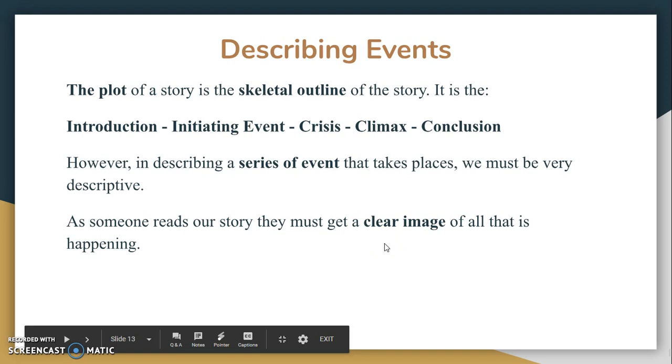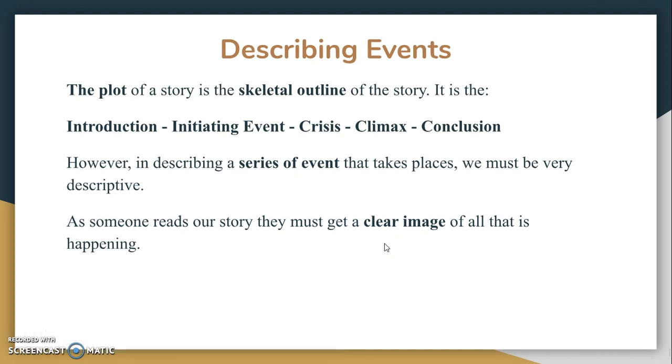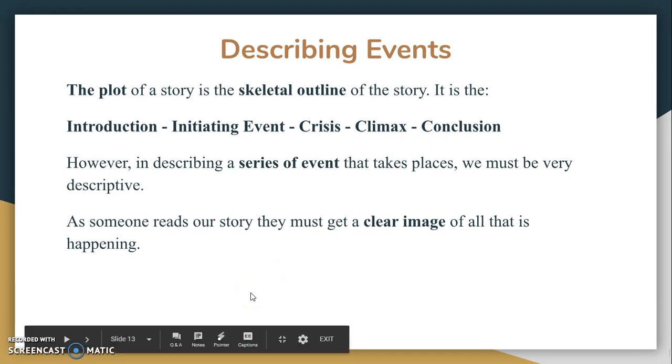Describing an event. When we describe an event, we need to understand that this is where the plot comes in. A plot in a story is the skeletal outline of the story. It has an introduction where we set up a scene, initiating event that gets the story going, crisis, our problem in our story, climax, excitement, conclusion, how everything ends. So it's very important to remember this is the skeletal outline. This is how our storyline goes.